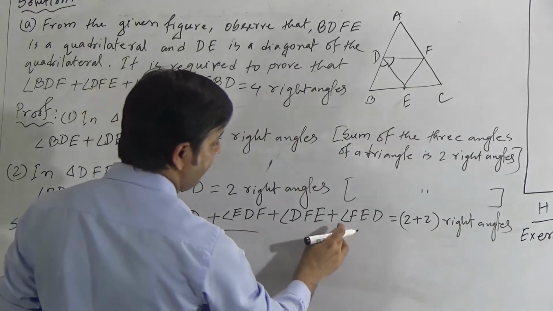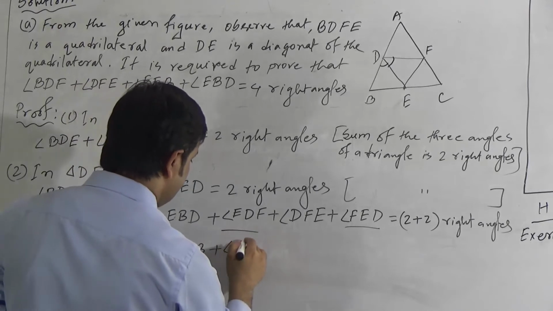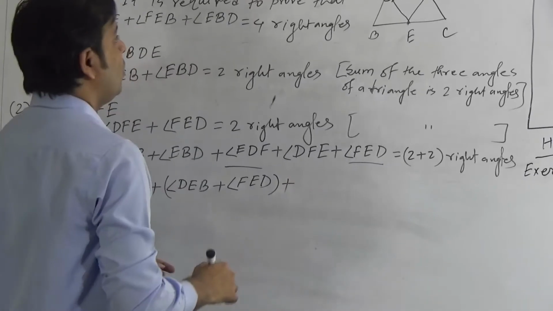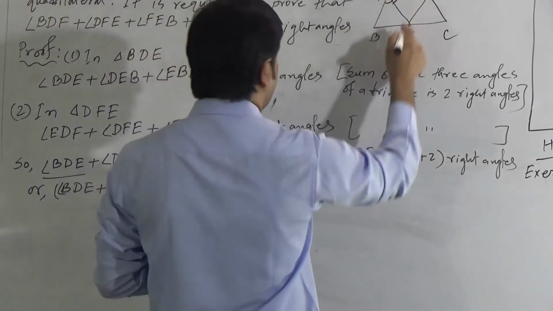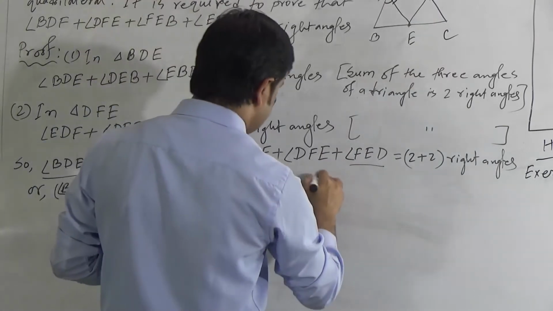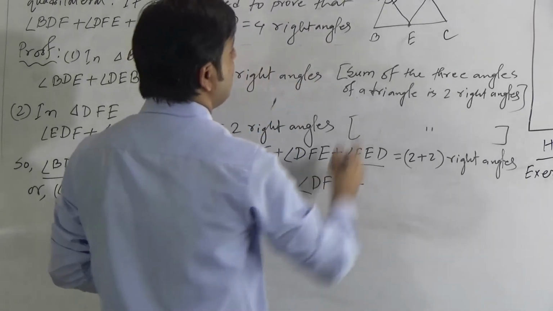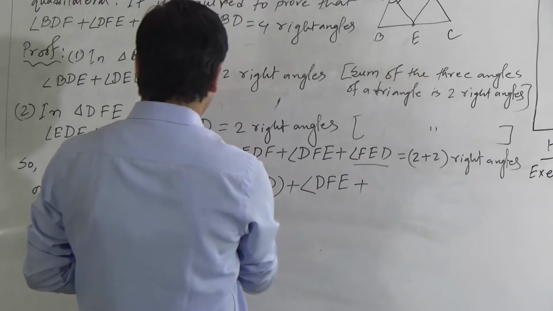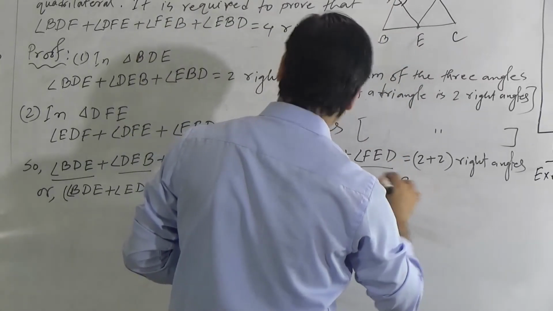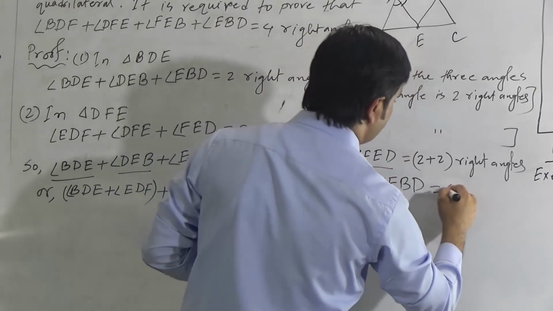Where is FED? So we can consider with this one. Angle FED. Now DFE. Where is DFE? DFE plus now this one, EBD. EBD is equal to 4 right angles.